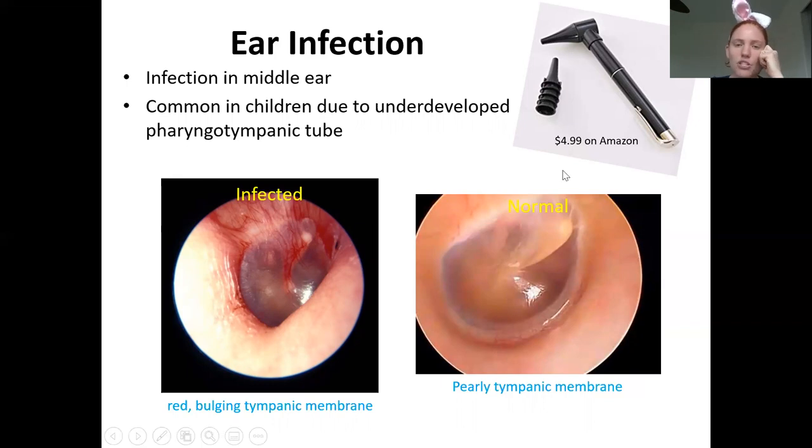And what you're looking for is, here is the tympanic membrane, and that solid structure right behind it would be the malleus that's connected to the tympanic membrane. If it is healthy, it should have a nice whitish pearly color to it. If it is infected, it'll be very puffy and red. And that shows signs that it's probably infected, and you might want to go to the doctor for that.